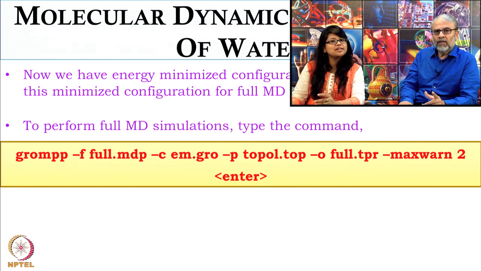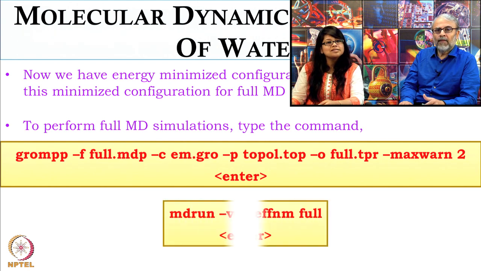So now, what is the end result of it? Full.tpr is the end result of this, and this TPR file we will use for the MD run, just as in case of energy minimization we used em.tpr for our MD run. The command is the same: mdrun -v -deffnm full. So it will create all the output files which will have full as the initial.